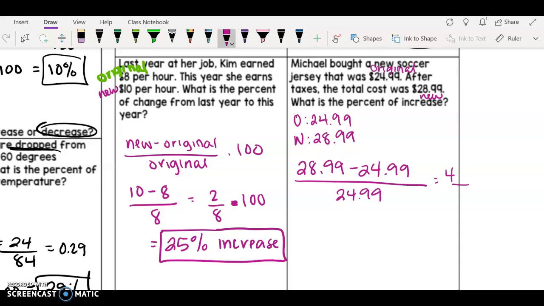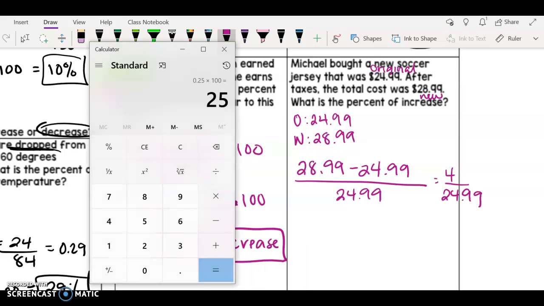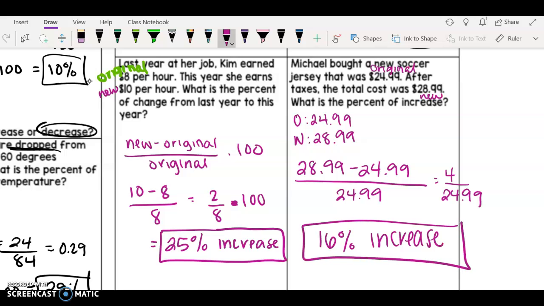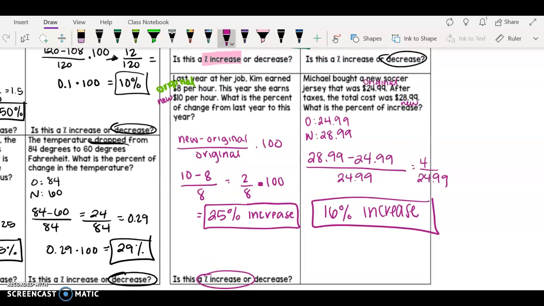So that's $4 over $24.99. I'm going to divide this. So 4 divided by $24.99. Then I'm going to multiply by 100. And I get 16. And we are not going to round to the nearest hundredth. Instead, we're just going to round it to the nearest whole percent. So this time we get 16% increase. Typically, it'll tell you what you are going to round to.